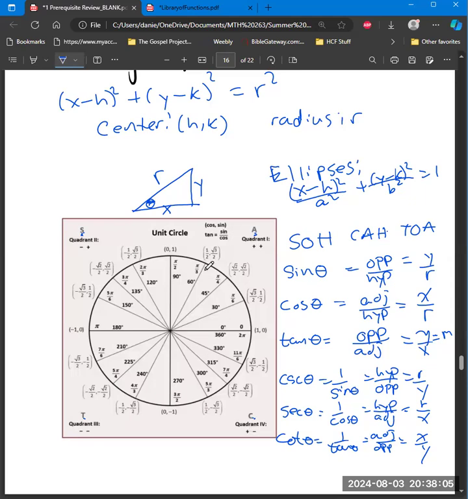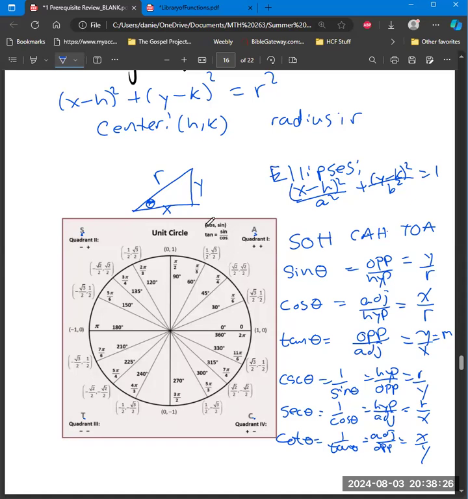So you should know these special angles, both in degrees and radians, and you should know their sine and cosine values off of the unit circle from pre-calculus. And tangent is going to be sine over cosine. That's one of your special quotient identities there.